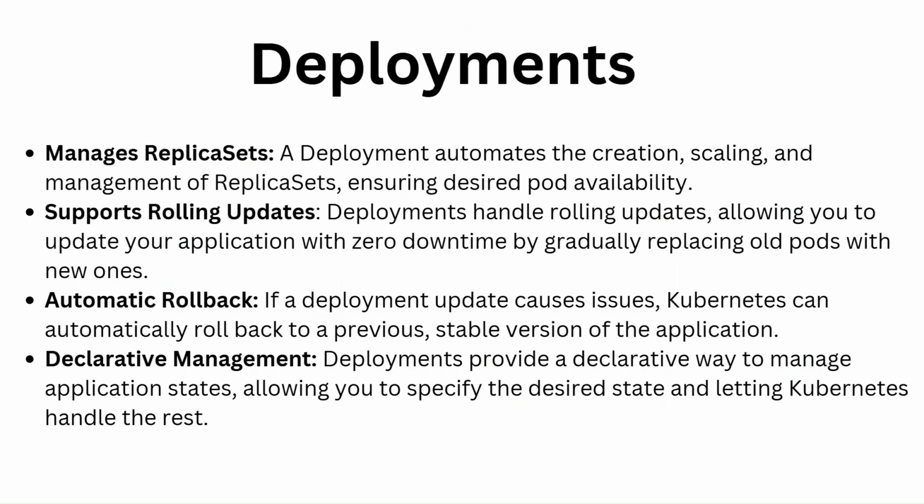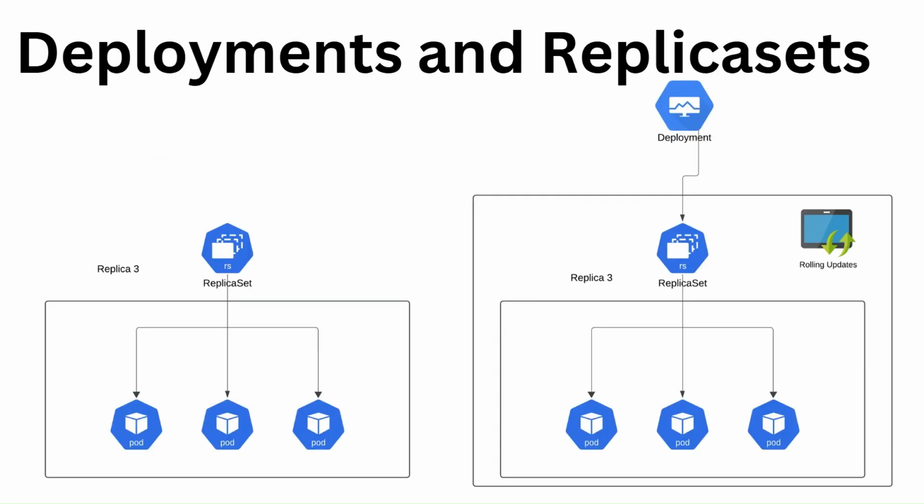It supports rolling updates. If you just deploy using a simple replica set, it does not have that feature, so you cannot do rolling updates. You cannot do automatic rollback. Also, deployment makes it very declarative to manage the state of the pod and lets Kubernetes handle the rest of it. It is very good for infrastructure as code and if you want to do it as a GitHub action.